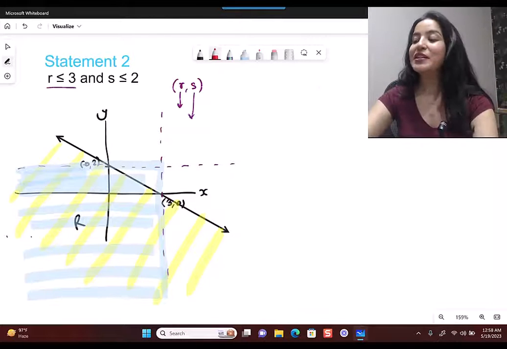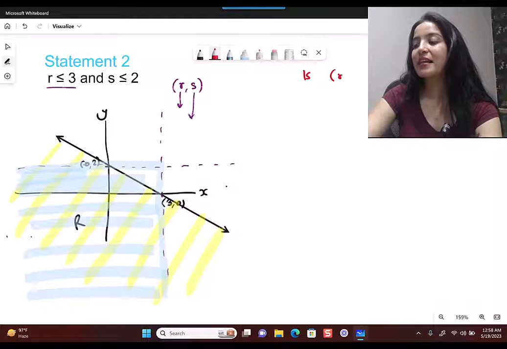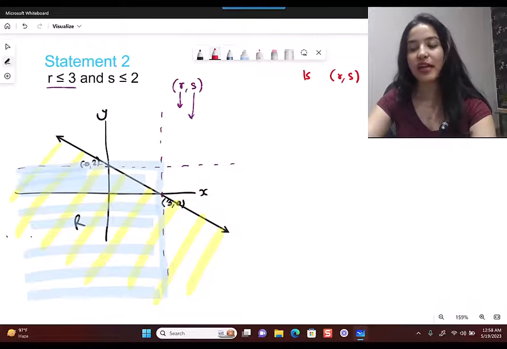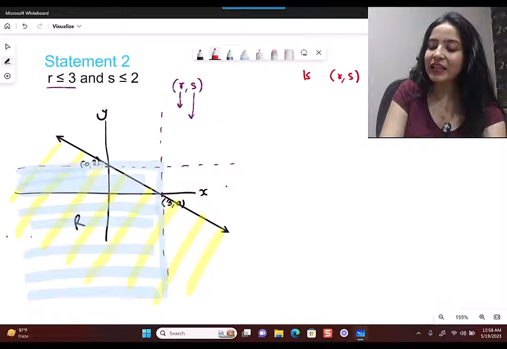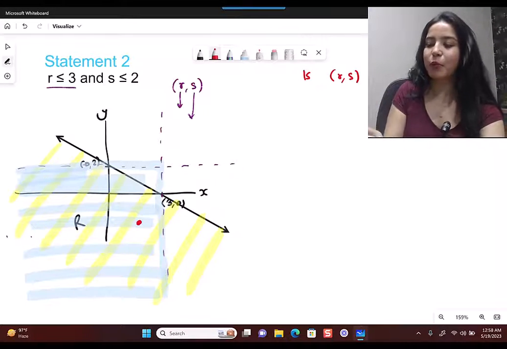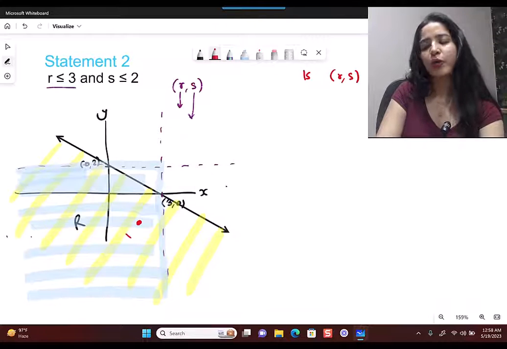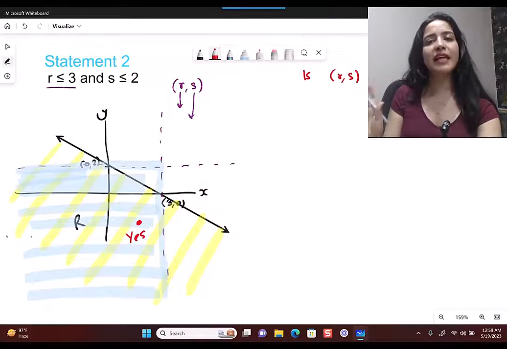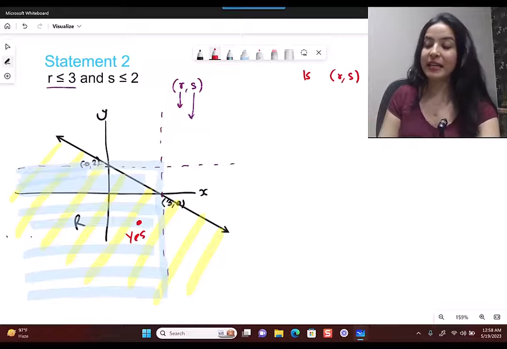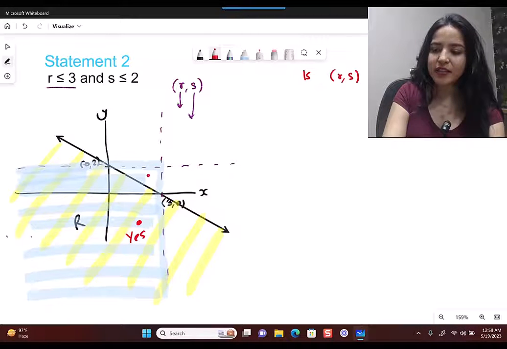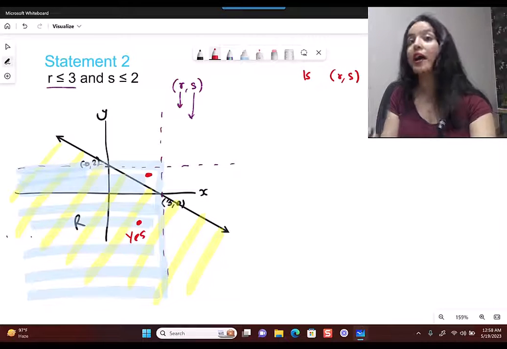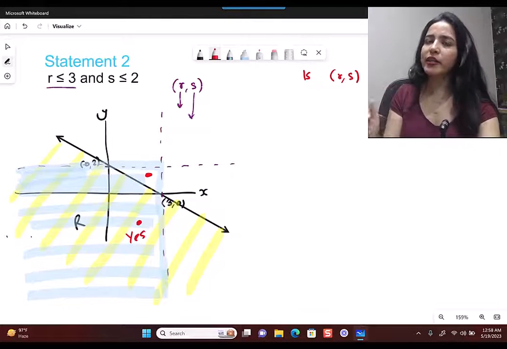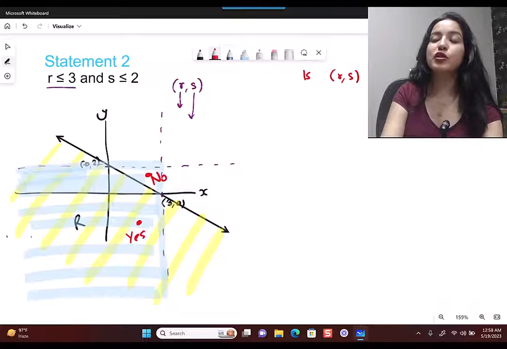Now your question is still the same. Is the point r, s in region R, which is the yellow region? Now what do you see? Well, I can clearly see that there is this point in the blue region which is also in the yellow region. So I could easily get a yes. But then look at this point. There are going to be points in this area which are in the blue region but not in the yellow region. So I can get a no also.